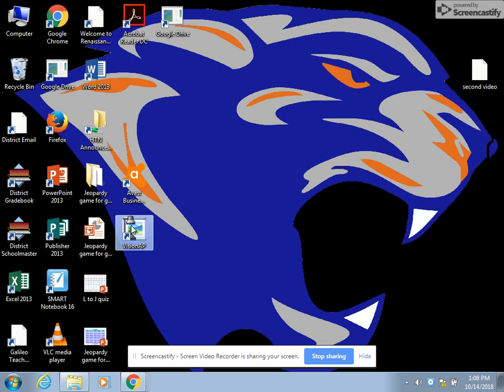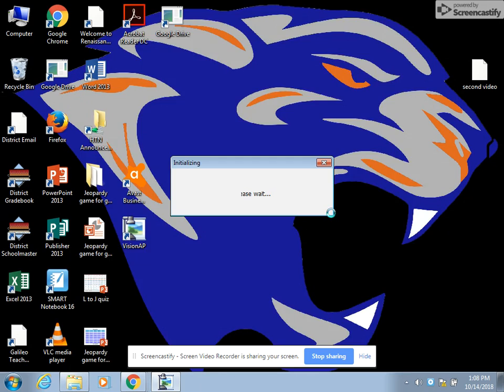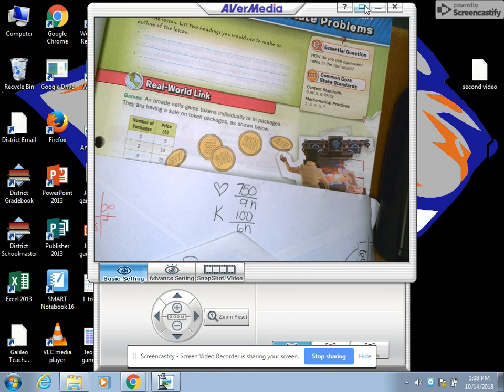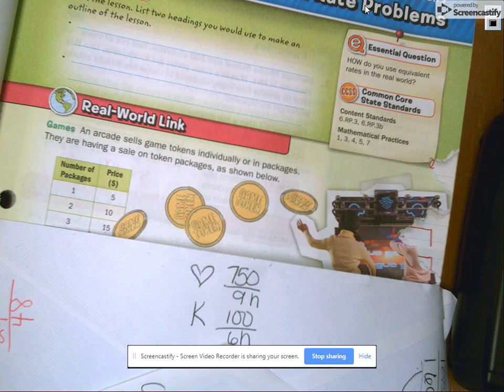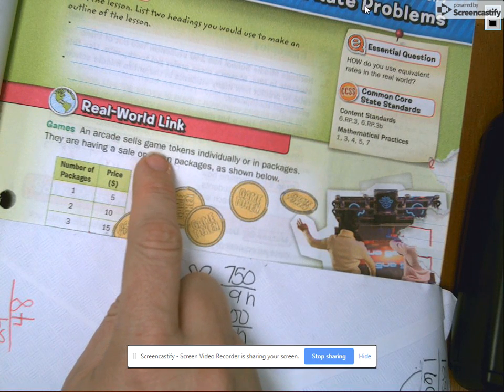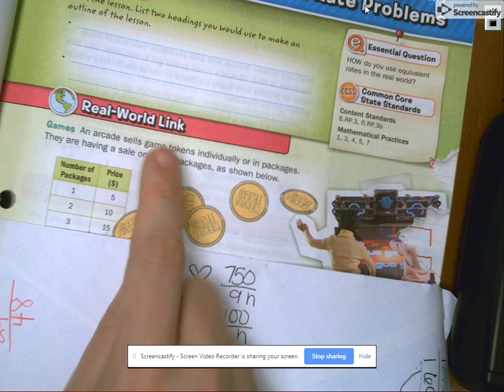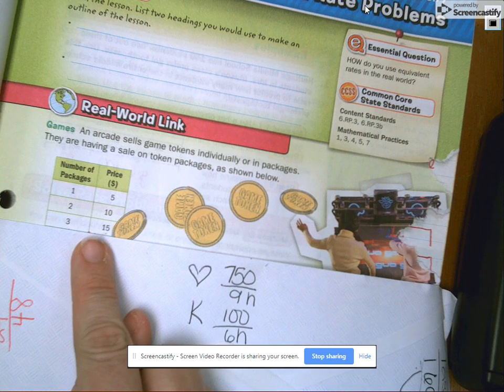Okay, hopefully you're on page 71 of your textbook. The first thing that we're going to look at is the real world links, okay? If we read the scenario here, it tells us that this place is selling individual game tokens or packages. And here's the chart that goes through the breakdown.